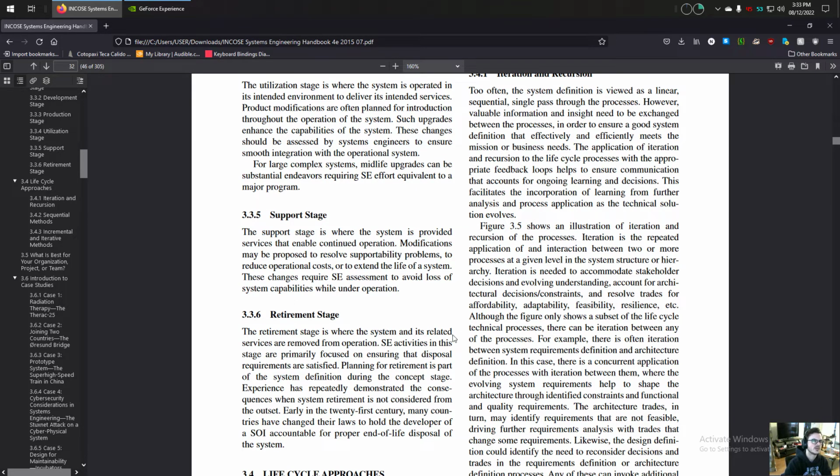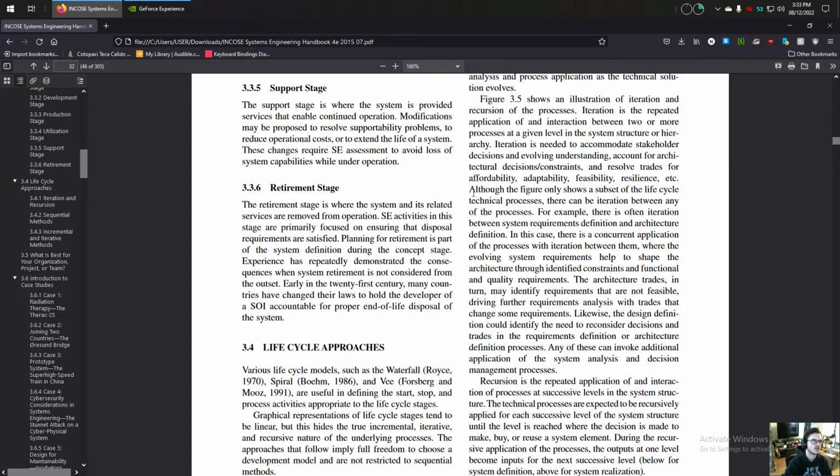Although the figure only shows a subset of the life cycle technical processes, there can be iteration between any of the processes. For example, there is often iteration between system requirements definition and architecture definition. In this case, there is a concurrent application of the processes with iteration between them, with evolving system requirements helping to shape the architecture through identified constraints and functional and quality requirements.